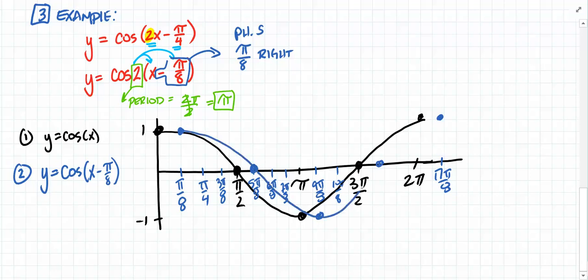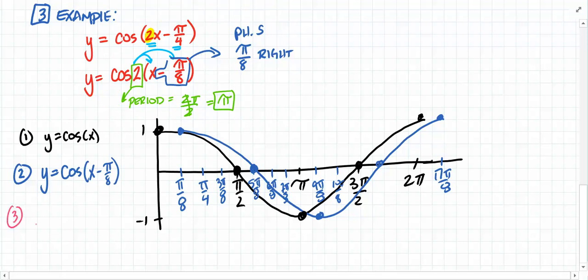Okay. Now the next thing I need to do, for the third one, is put the whole graph together. I have to draw the cosine of 2 times x minus pi over 8. So that means I have to fit the period in a distance of what? A distance of pi.